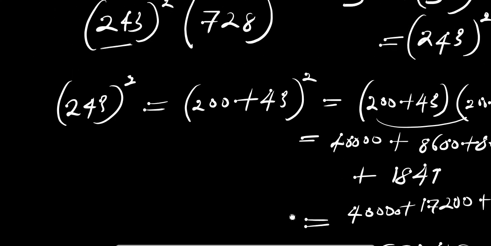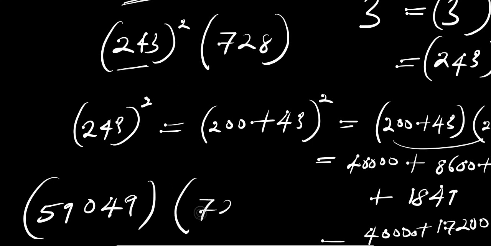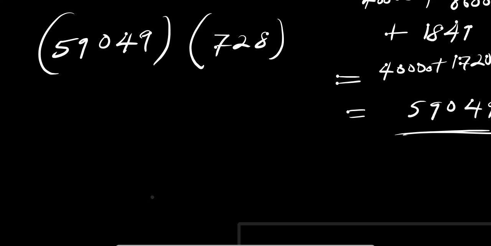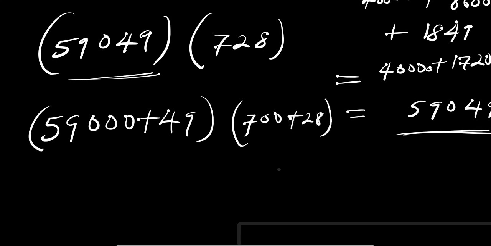Okay. So you come over here. We have 59,049. This is 243 squared, right? So we now have times 728. How are we going to multiply this out? Now, here is the trick. We can have this 59,049 as 59,000 plus 49. This is the same thing as 59,049 times 728, which is simply 700 plus 28. Have you seen it? So, this is how we are going to multiply it.